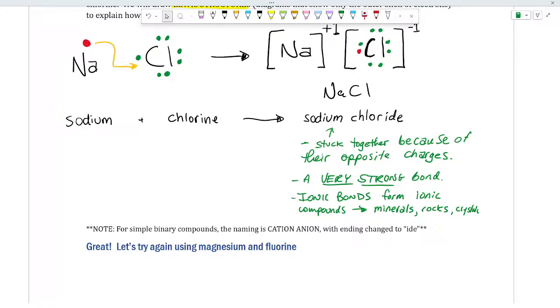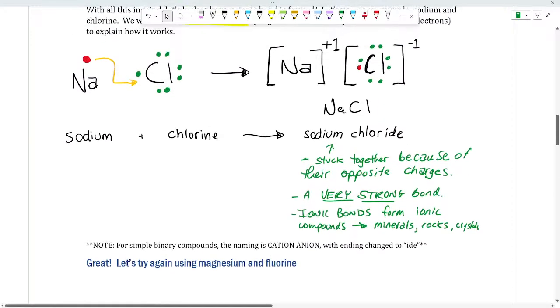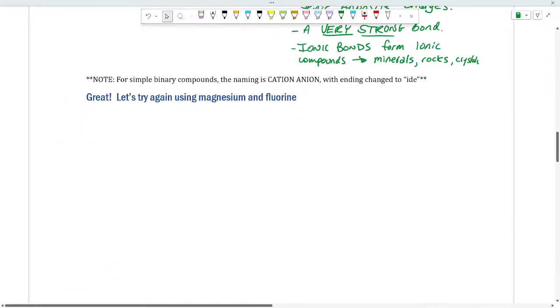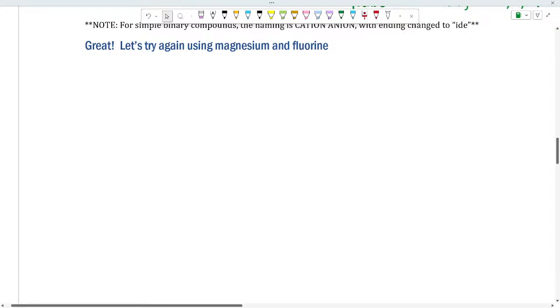Anyway, okay. So, can we try that again? So sodium chloride is what you get when you mix sodium and chlorine. I want you to try this again. I want you to do it. Now, this one might be a little bit trickier. Not super tricky, but a little bit trickier. This one doesn't work as nicely. Magnesium and fluorine. Get on it. 3 minutes and 40 seconds. Starting now.